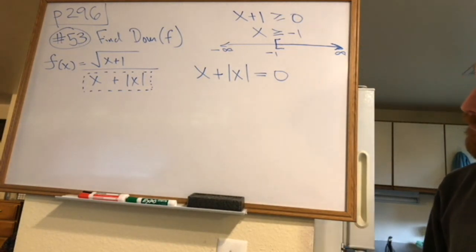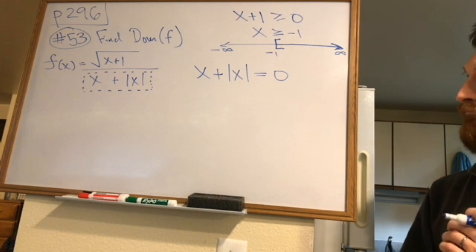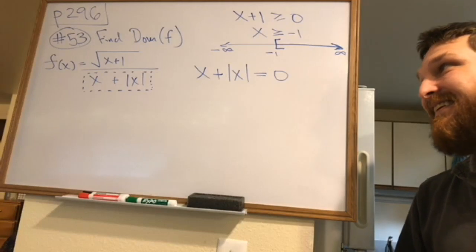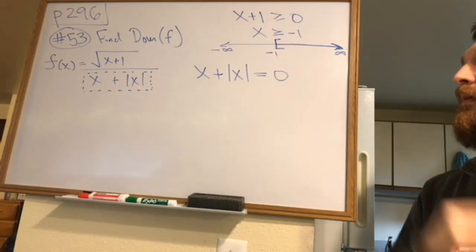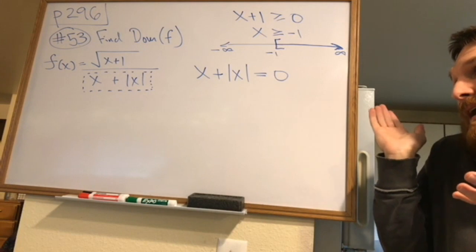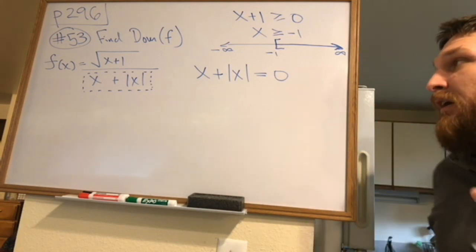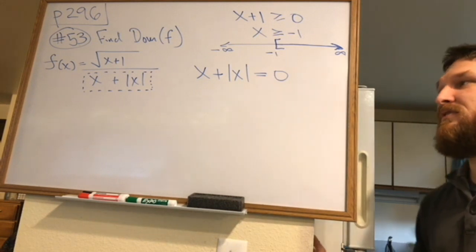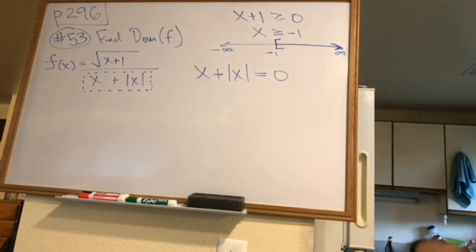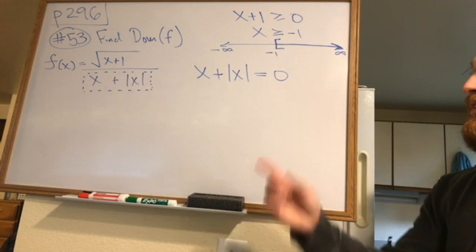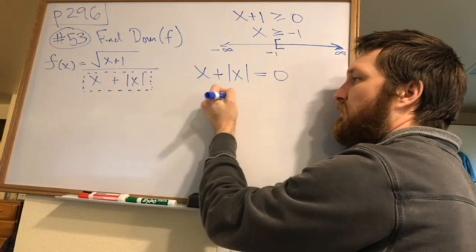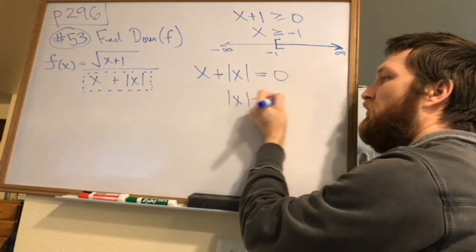So what do we do? Yeah, it's a little ugly. I don't really know where to go with this either, but maybe if we just take one of those to the other side of the equal sign, maybe we'll see something that will help us. I don't know, but let's just try it. How about let's subtract x from both sides. Okay. Subtracting off this x gives me absolute value of x is equal to negative x.